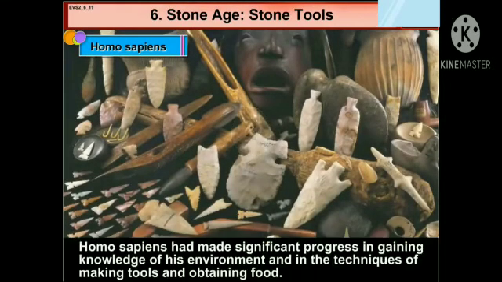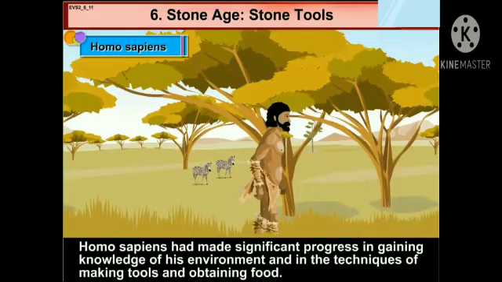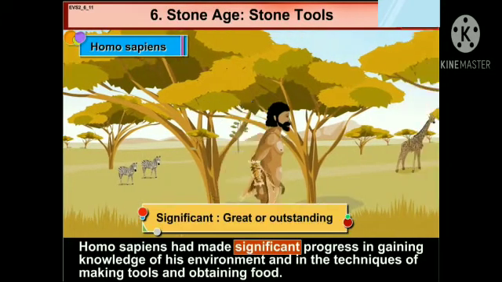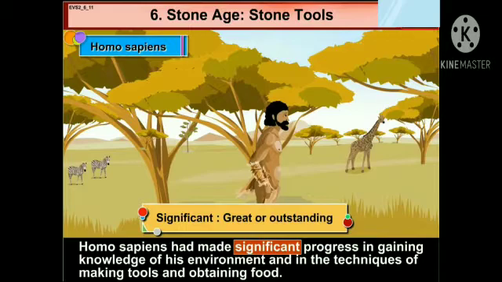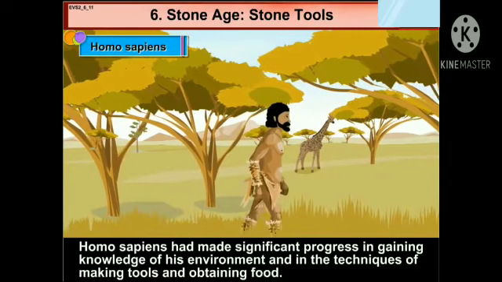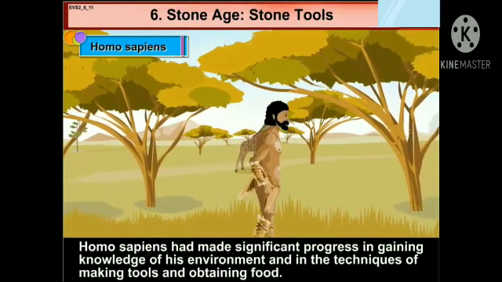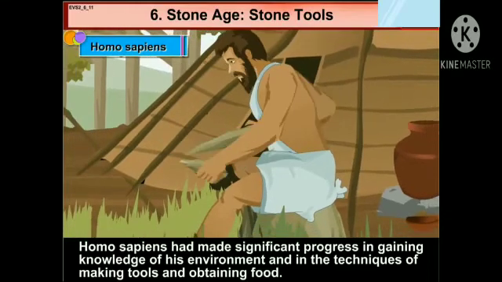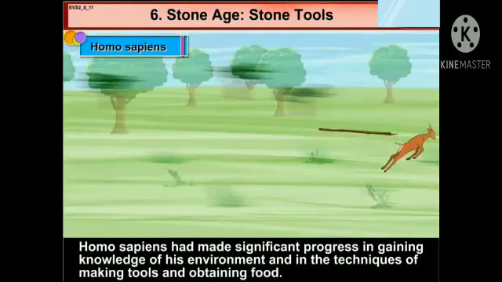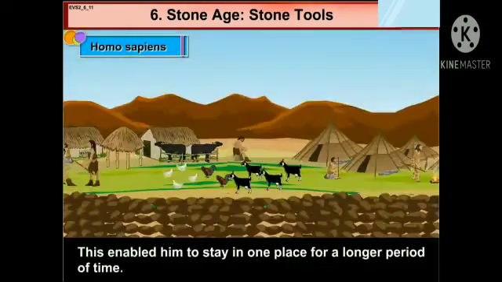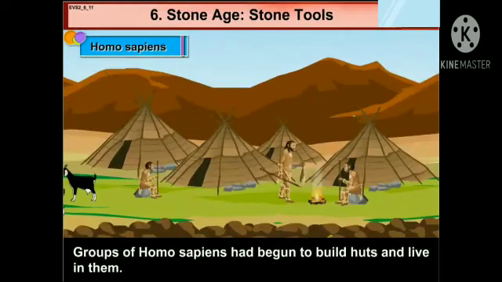and other articles. Homo sapiens had made significant, meaning great or outstanding, progress in gaining knowledge of his environment and in the technique of making tools and obtaining food. This enabled him to stay in one place for a longer period of time.